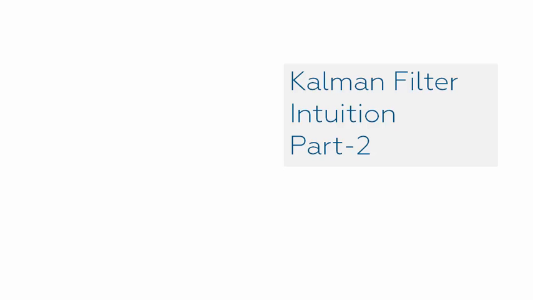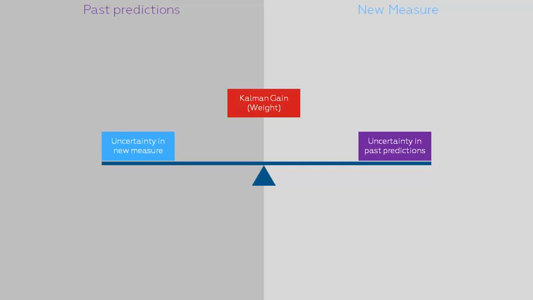Hi, welcome back. In this part 2 of the Kalman Filter Intuition video, I'm going to talk about how the Kalman Filter actually works in trying to do this filtering. So we were seeing where we had a certain set of past predictions and a new set of measurements which keeps coming. But how does it actually choose which set of data it has to use to do the new prediction? So it uses something called Kalman Gain.